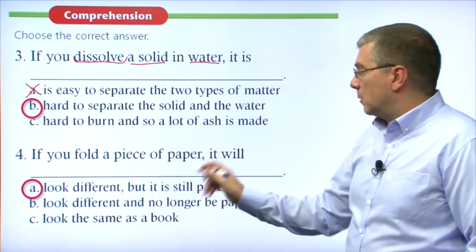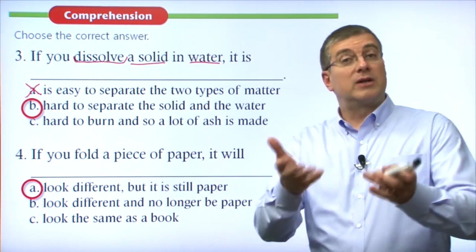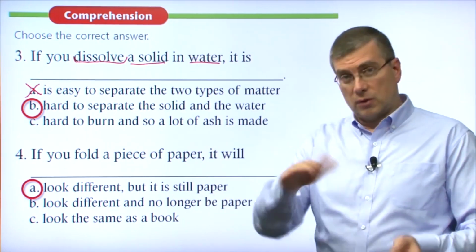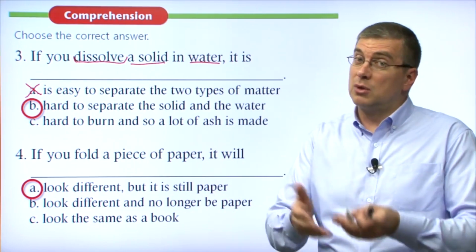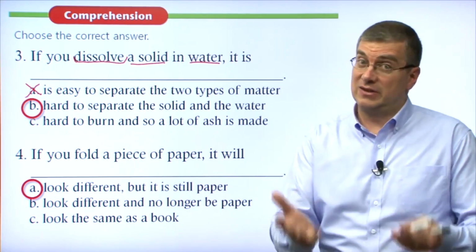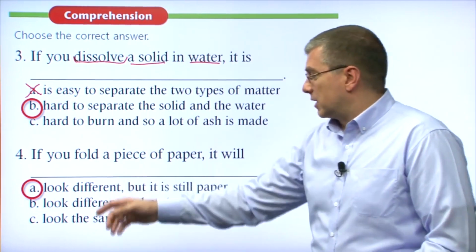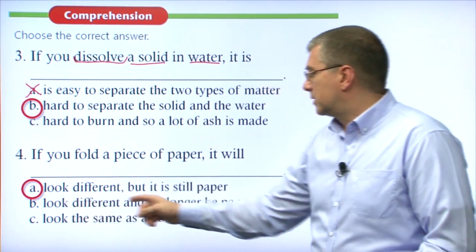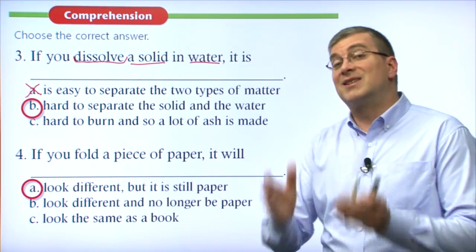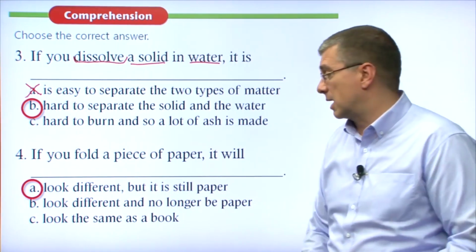You fold a piece of paper, it will look different, but it's still paper. We talked about that several times already. You fold a piece of paper, it changes shape, looks different, but hey, it's still paper. It didn't change into something else. Just look at the other two for practice. B, look different and no longer be paper. No, it's still paper. So B is not correct.